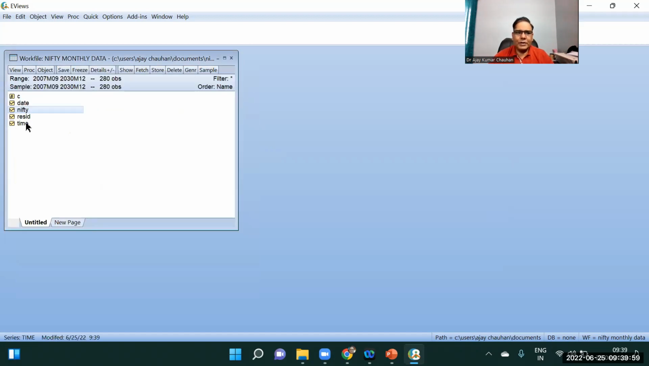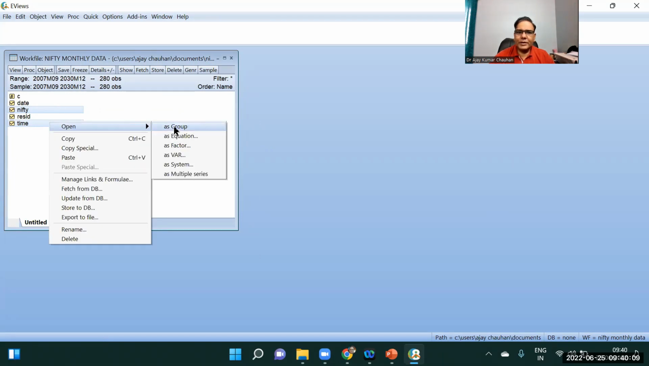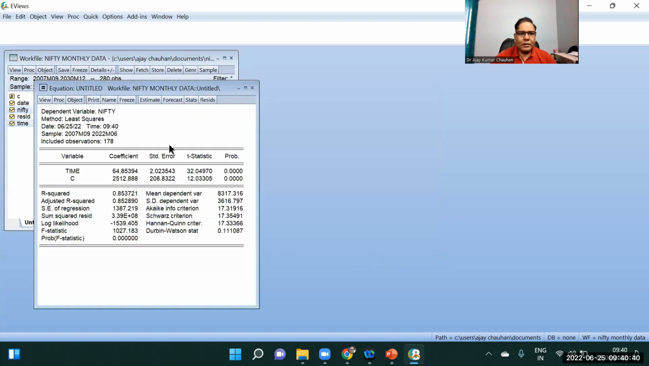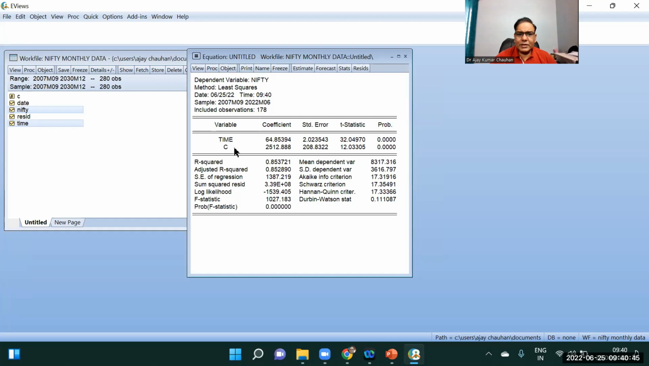First we are going to do the trend forecasting. Nifty is my dependent variable, time is my independent variable. Open as equation. We run the equation for the sample period, September 2007 to June 2022, because we have the data up to June 2022. This you have to consider. Now, when you run OK, C is the constant, and 64 is representing the trend. It means on an average, Nifty increases by 64 points every month in the last around 25 years. It is significant. R square is 85%.